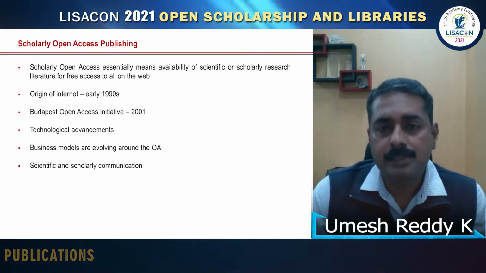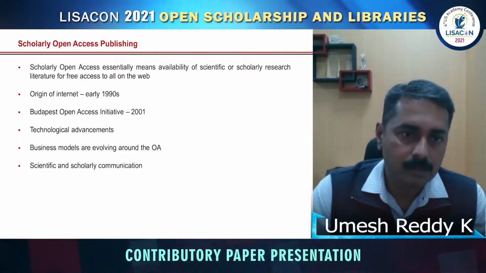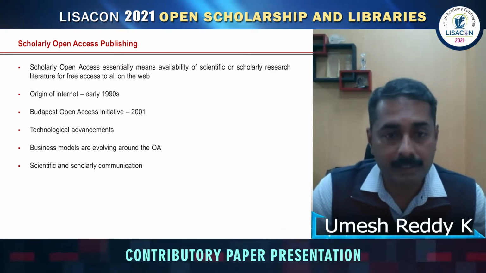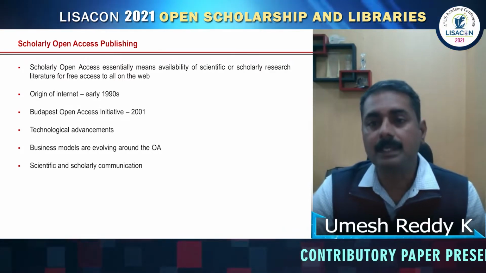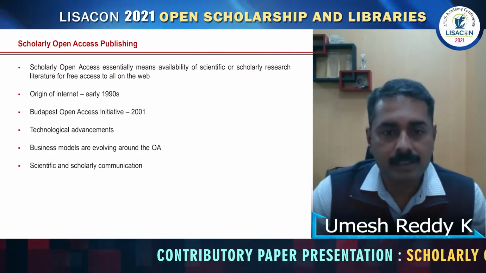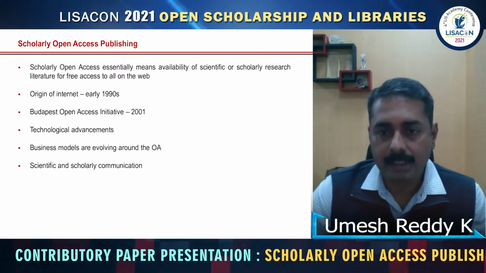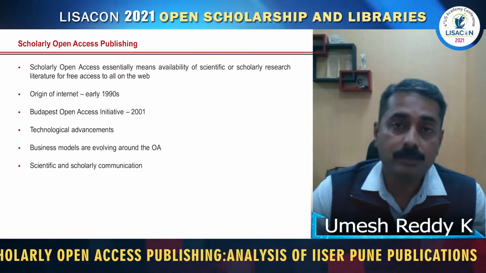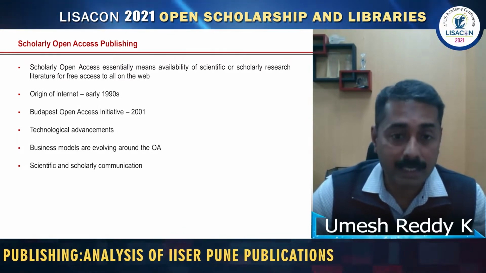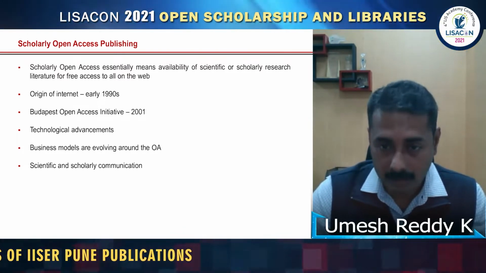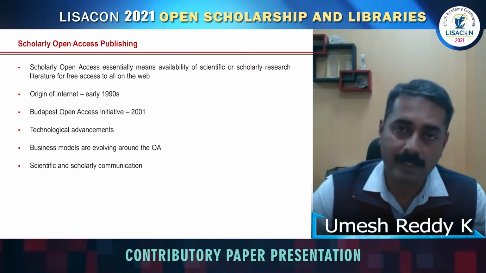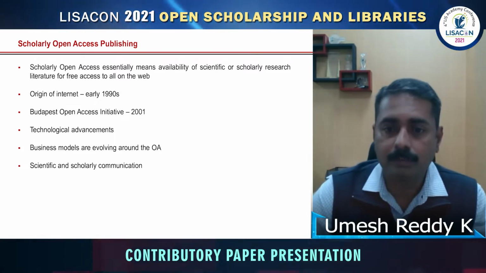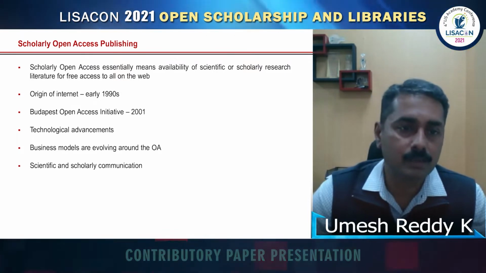Scholarly open access essentially means availability of scientific or scholarly research literature for free access on the web. With the advent of the internet in the early 1990s, it became easily possible to share and exchange research as never before. A sense of sharing rapidly developed between the research scholars, academicians, and scientists, particularly with the launch of subject-based preprint servers such as arXiv, which helped a lot in initiating the open access movement. So the open access movement started formally through the Budapest Open Access Initiative in the year 2001.